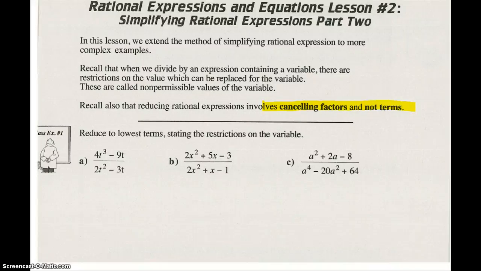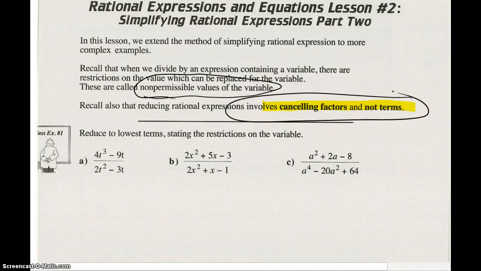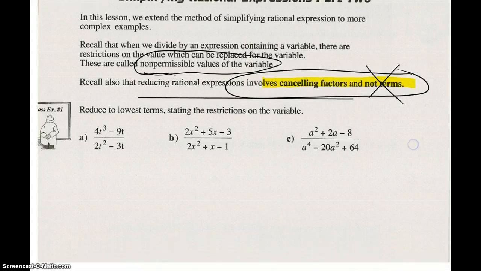A couple things you need to remember in order to be successful in this particular lesson is that we have to always identify our non-permissible values. That means what numbers in the denominator cannot be acceptable and would cause an expression to be undefined. And the other part is we only cancel factors. We do not cancel terms. So we'll put that into practice again today.